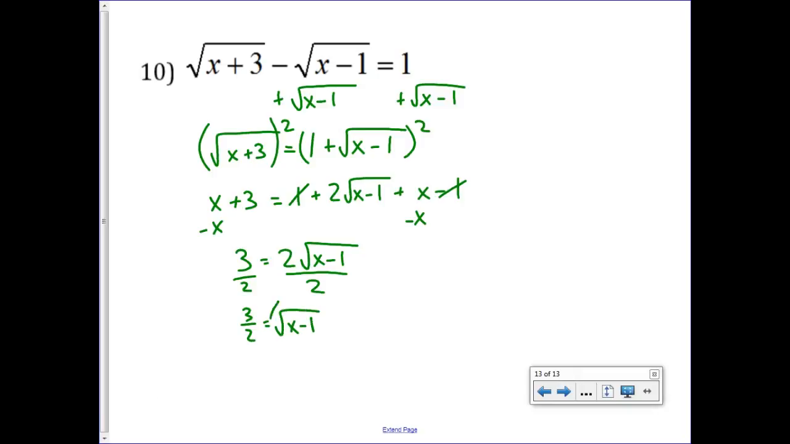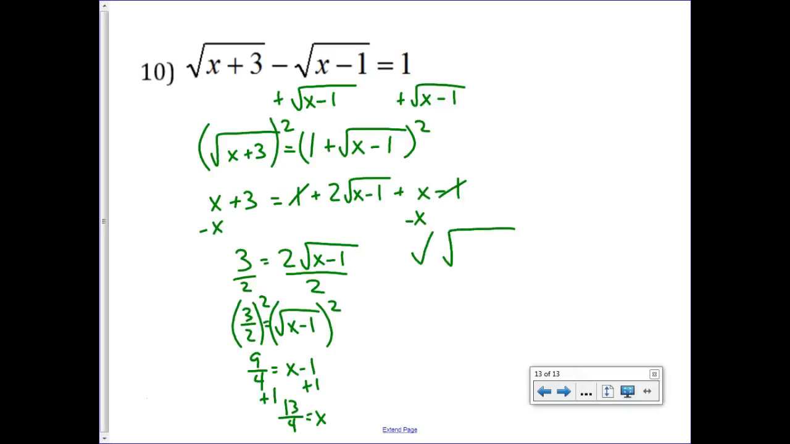Now that the square root is isolated, then I can square it. So 3 squared is 9 over 2 squared is 4. And I'm left with x minus 1. So add 1 to both sides. So add 4 over 4 to both sides. And I get 13 over 4 is equal to x. Before we box it in, we need to do a check. So I'm going to do a check down here.